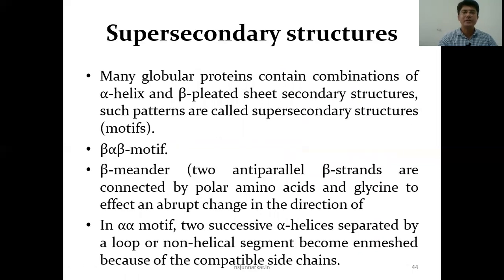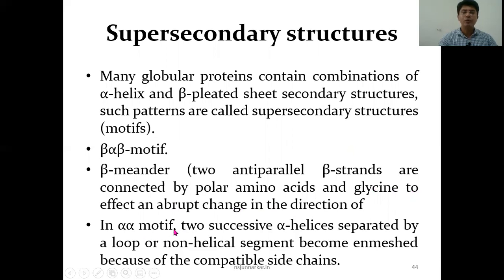Supersecondary structures are often seen. These are structures which involve alpha helices and beta sheets. Depending on the supersecondary structures, different types of protein domains are found. Some of them are listed: the beta alpha beta motif, then the beta meander motif, in which two antiparallel beta strands are connected by polar amino acids and glycine to effect an abrupt change in the direction of the polypeptide chain.